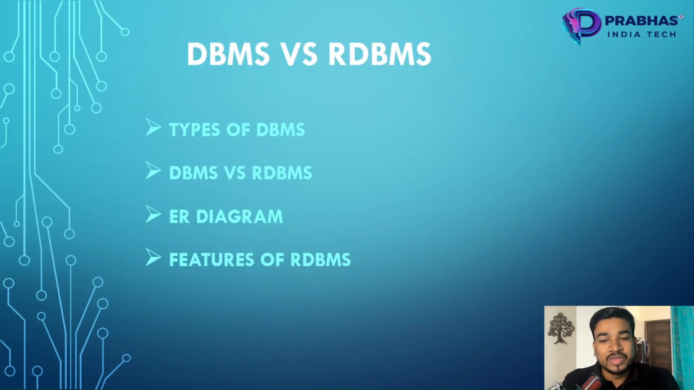So in this video we will see the types of DBMS. We have mainly 4 types of DBMS, and we will discuss them in detail. We will see DBMS versus RDBMS, and also the ER diagram, meaning entity relation diagram. That is not a physical concept, but we apply the ER diagram logically while designing a database: how many tables we can create and how we can maintain the relation between those tables. We will also see the features of the relational database management system, that is why we are using an RDBMS and why not a DBMS. So let's start the session.